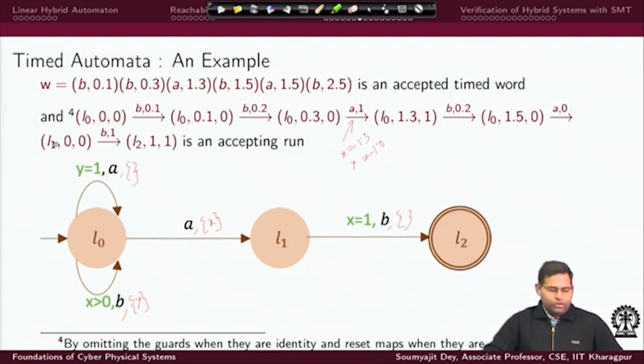So, from here if another event comes after another time elapsing of 1 unit of time, then you see that I go to L2, and when I go to L2 I satisfy this guard because x is equal to 1. And I land up here. So, this is like an accepting run. That is how a timed automaton typically will simulate.